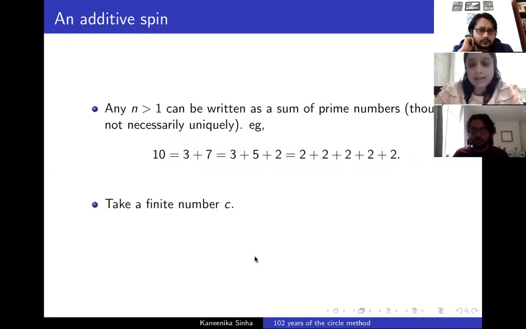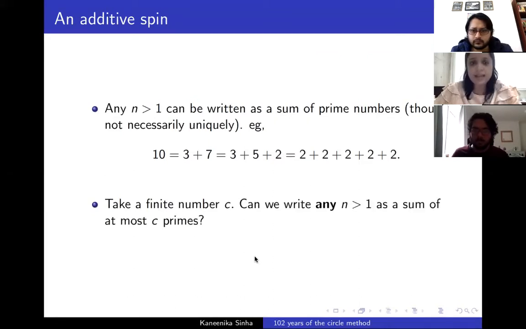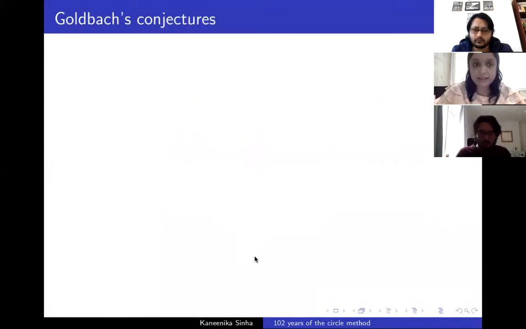So now let us take a finite number C and ask, can we write any n greater than 1 as a sum of at most C primes? This is an additive spin to the previous question, which was a multiplicative question. This is sort of at the heart of what is called additive number theory. Goldbach's conjectures are conjectures in this direction.